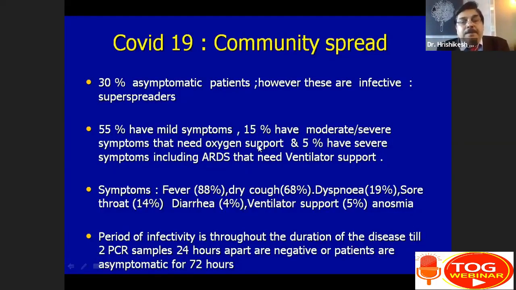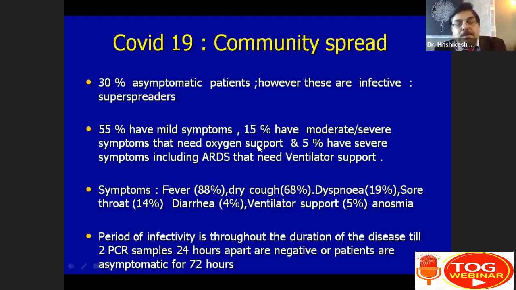55% of patients who have infection have mild symptoms. 15% have moderate severe symptoms that need oxygen. Normally, in mild cases, you have cough, cold, fever, sore throat. If you start having dyspnea and difficulty in breathing, then you need oxygen support. I have come to know that as many as 3 oxygen cylinders may be required per day for each patient. And 5% of these have severe symptoms like ARDS that need ventilator support.